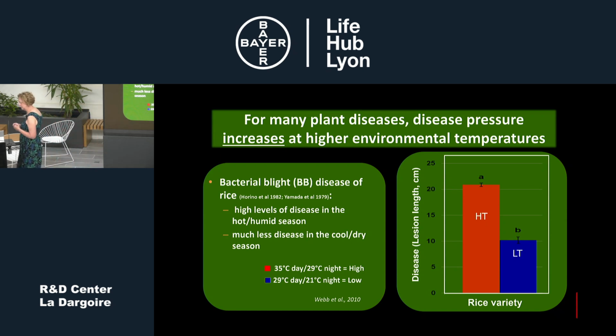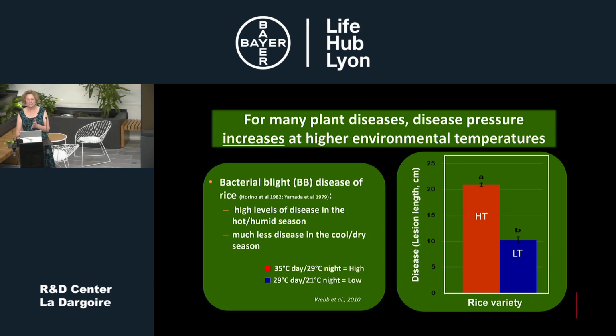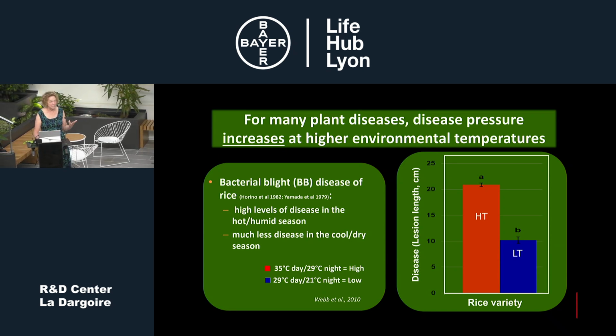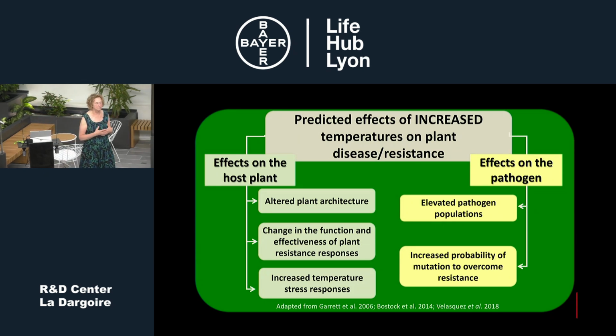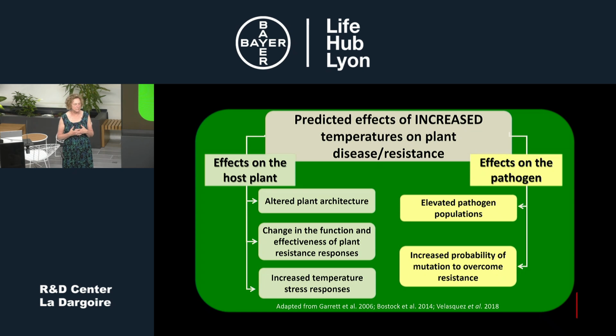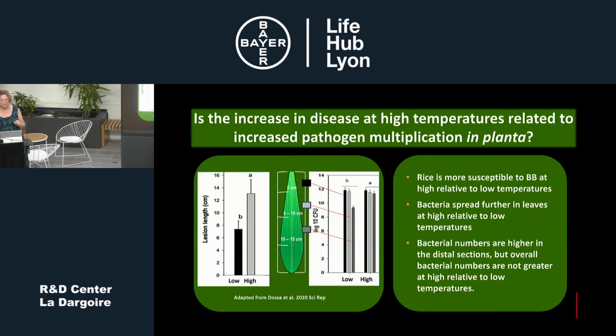So this is a real issue because we're moving towards higher temperatures, and we haven't really adapted our crops to that. So if we think about it, the predicted effects of increased temperatures on disease could either affect the host or the pathogen. And if we look first at the pathogen side of things, we could ask the question, is the increase in disease at high temperatures related to increased multiplication of the pathogen in the host? And you might expect that the bacteria will grow faster or multiply faster and will move faster in the plants.